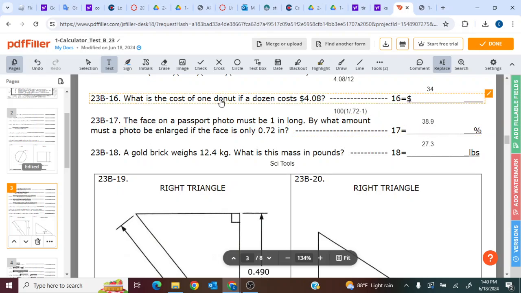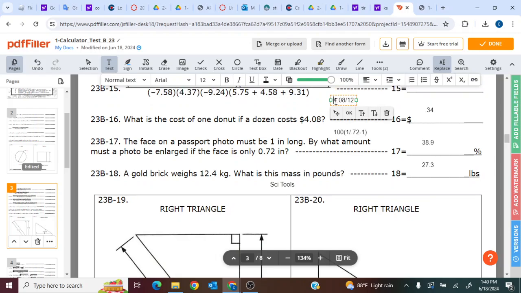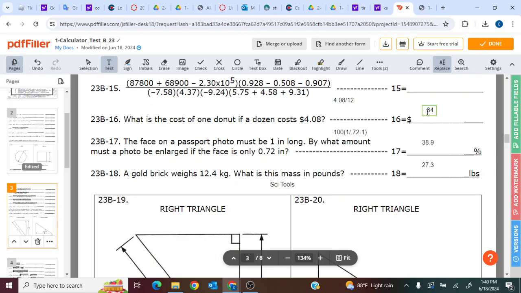16, the cost of one donut. Well, one donut is 1/12 of a dozen, so 4.08 over 12. You get 0.34, dollars.